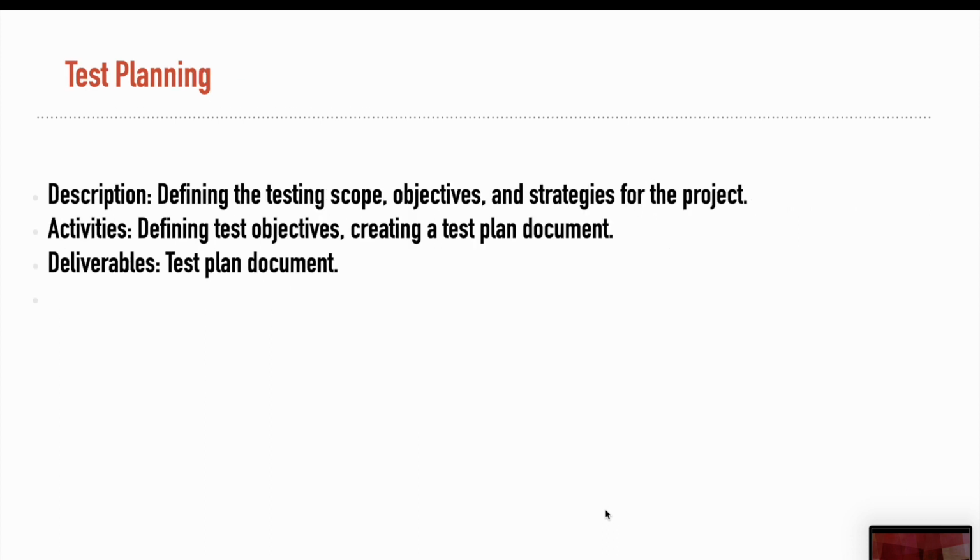So next is test planning. Test planning involves defining the testing scope, objectives, and strategies. The team identifies test deliverables, resources, and schedules. A test plan document is created to communicate the testing approach and activities to the stakeholders. So basically everything will be decided here, what we are going to do, which method we are going to choose for testing. This will be communicated to the stakeholders and get decided.